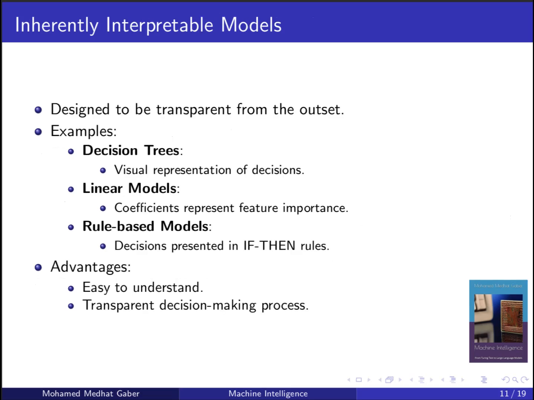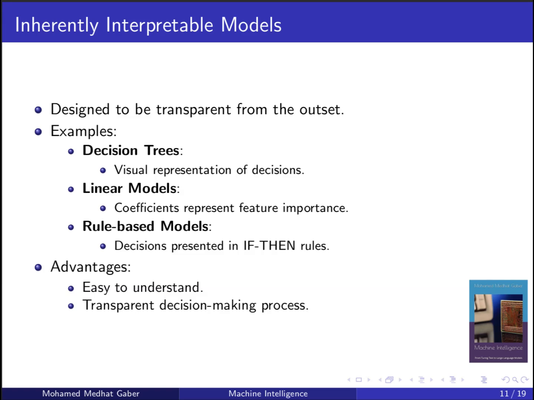One effective way to achieve explainability is by using inherently interpretable models. These are models designed with transparency at their core, enabling users to understand and trace the decision-making process without complex post-hoc analysis. Let's explore some examples of such models.